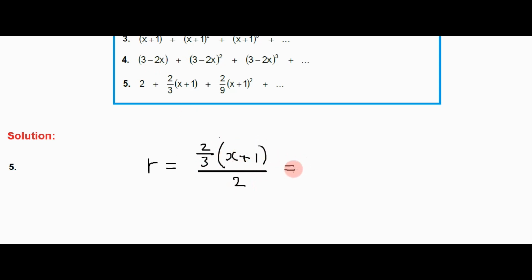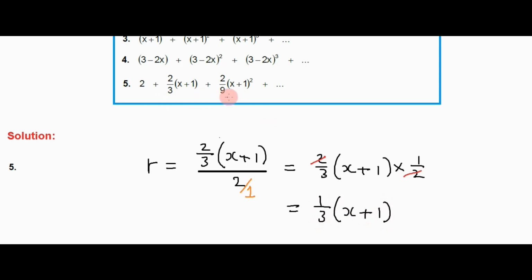Now, this is the same as taking the numerator multiplied by the inverse of the denominator. Remember, the denominator is actually 2 over 1. We just don't write the 1. So the numerator multiplied by the inverse of the denominator, so by 1 over 2. And here we see that the 2's will cancel. So we're left with a third into x plus 1.